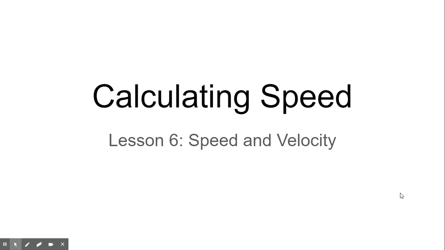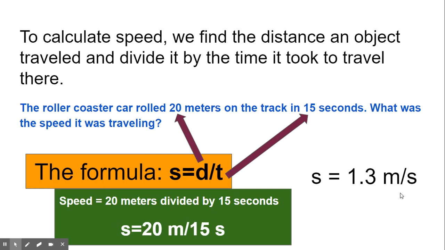So now we're going to take that a step further and look at some of the types of problems that you might see on your test, on STAR test, or even in the future as we start looking further into Newton's laws of motion. To review, remember that in order for us to calculate speed, we have to look at the distance that an object travels and then divide it by the time that it took.